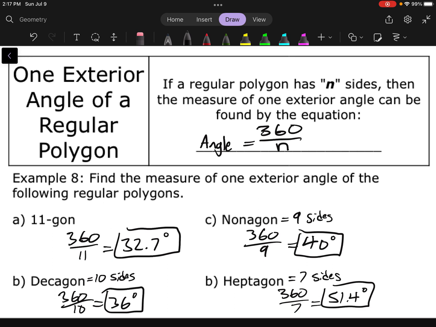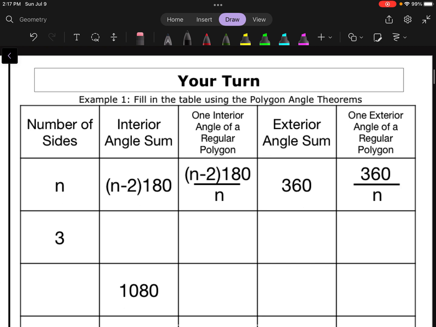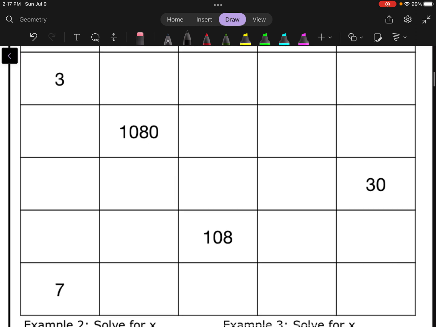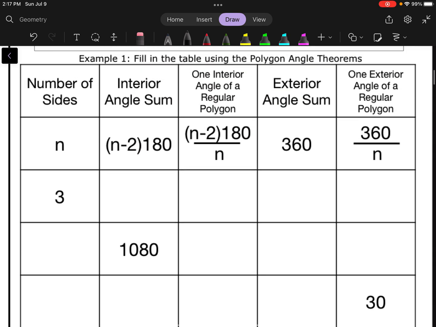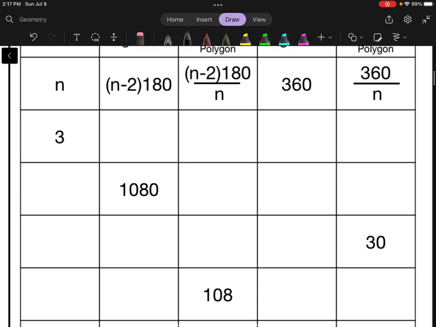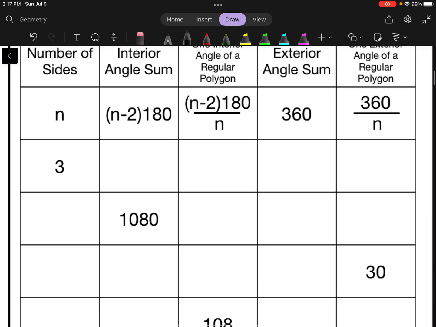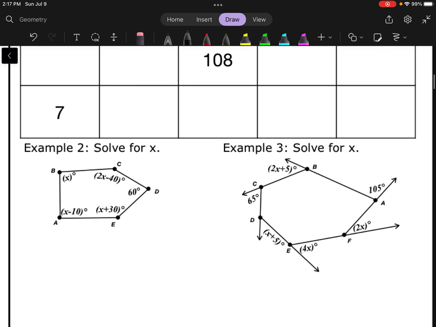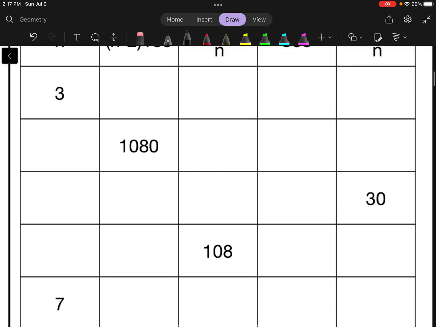Okay, so your turn to try a few things on the your turn page here. For example, when you got this big table, notice that for each row, I've given you one piece of information. Maybe it's the number of sides, maybe it's the interior angle sum, and I want you to figure out the rest of the information from there. You might need to think a little bit backwards. Just do your best, try to figure it out. The bottom two there are going to be two of those kind of algebraic ones where you're going to be solving for x. So see what you can do for the table.